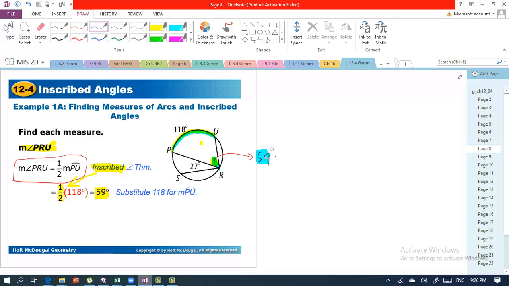Here definitely we substitute. And what do we name this theorem? The measure of the inscribed angle is half of the subtended arc. We name it the Inscribed Angle Theorem, and we can see it here.